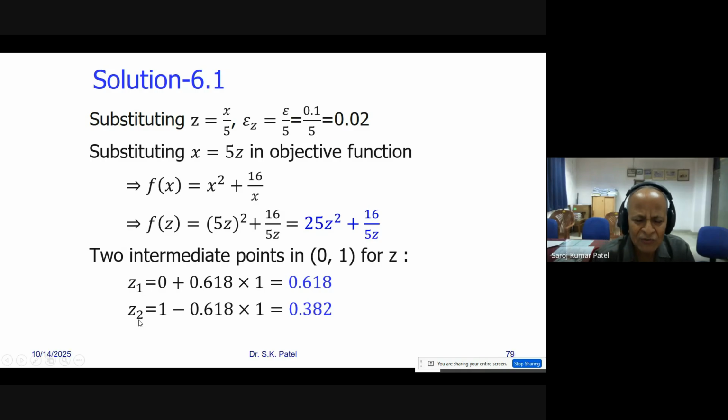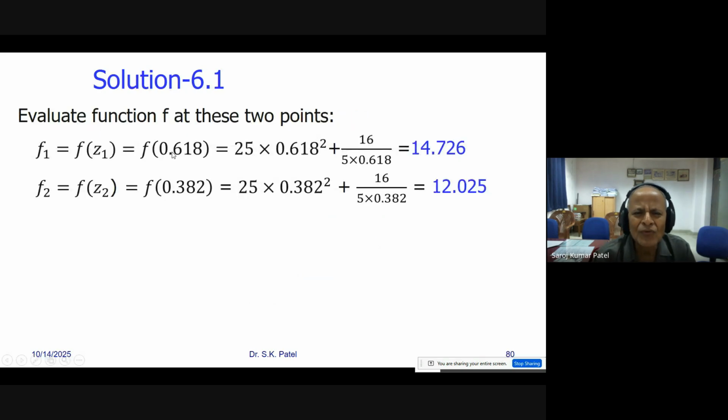Now let us find the function value at z1 and z2 using this f of z, that is 25z square plus 16 by 5z. At z equal to 0.618, we get the f value 14.726. If we put 0.382, we get 12.025.